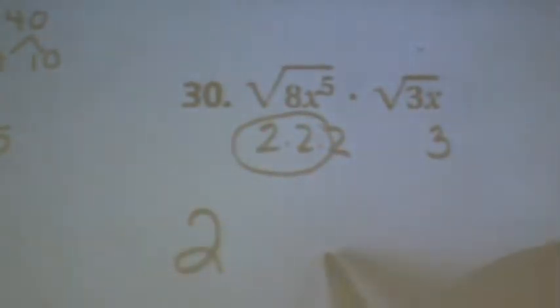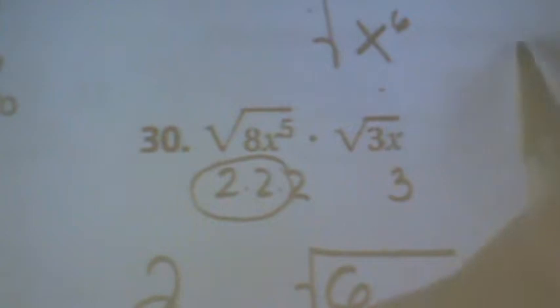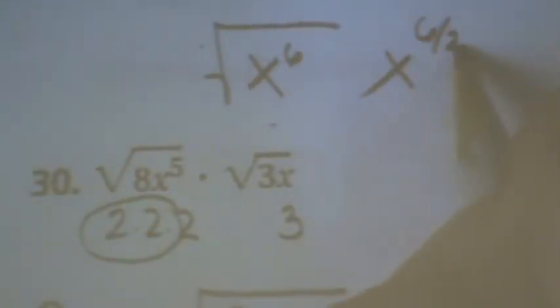Next one. We've got 8 here. 2 times 2 times 2 is 8. And we've got a 3 here. So we're going to take a 2 out. And 6 stays. And we've got 6 x's, and we got the square root of it. So 6 over 2, which is 3, x cubed.